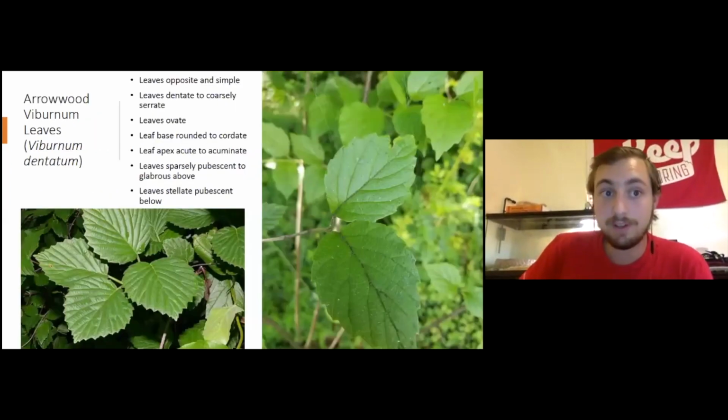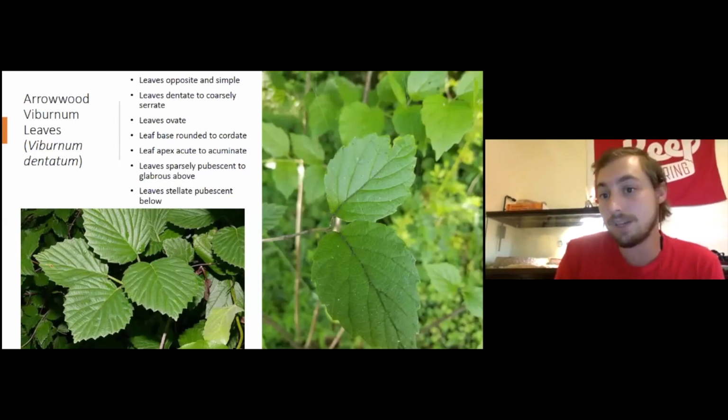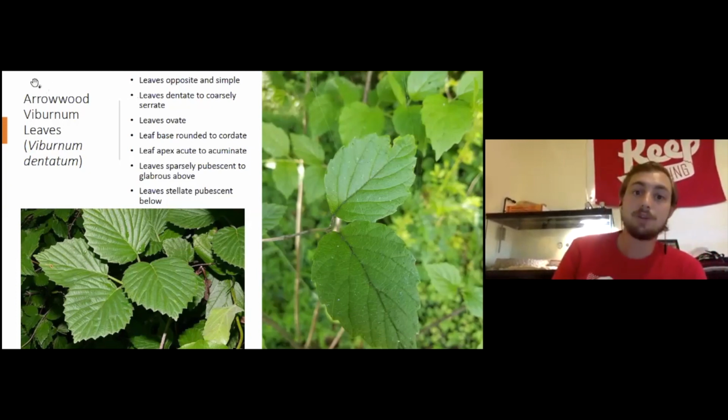Our arrowwood viburnum leaves, so Viburnum dentatum. This species name actually really helps you identify the species, because the dentatum refers to its dentate leaves, the leaves having dentations along the margin. They are opposite and simple as well. Sometimes they can be coarsely serrate, so we can see here how these dentations point towards the tip. But most generally, they are distinctly dentate with rounded bases, or right here we see a cordate base, the apex being acute to acuminate.